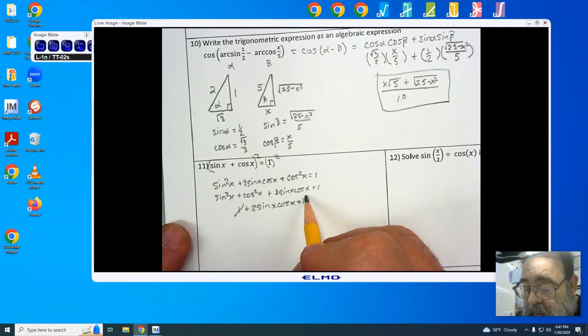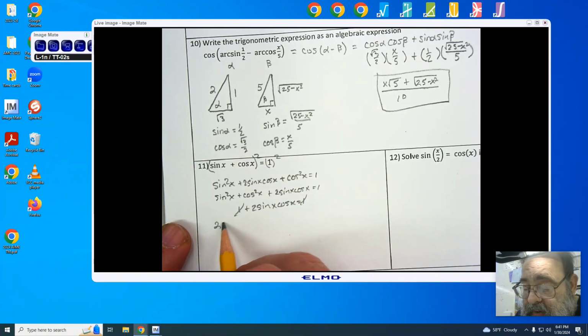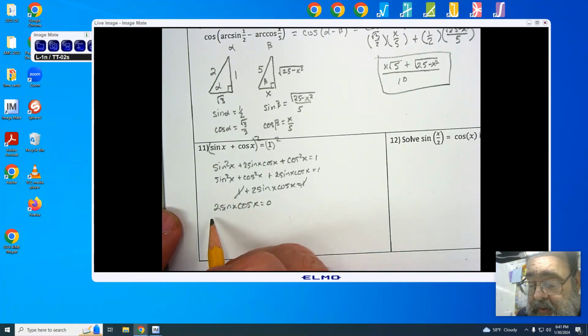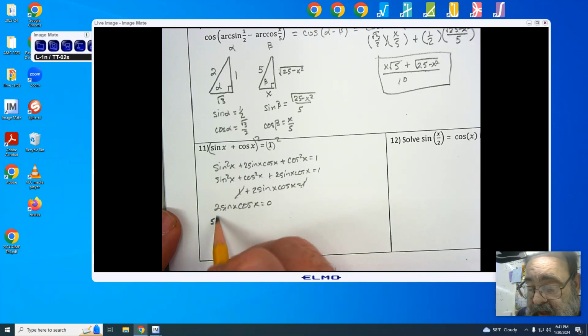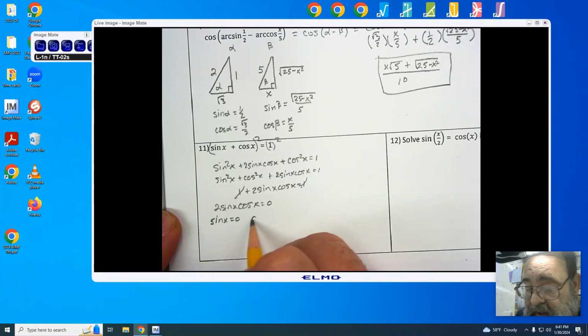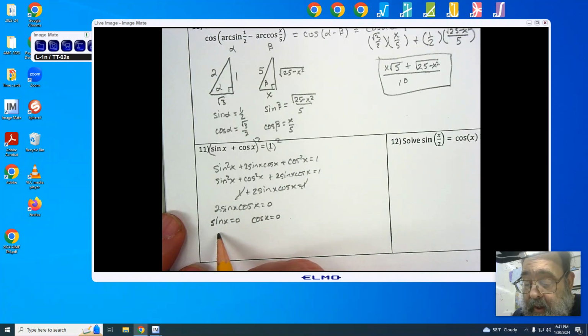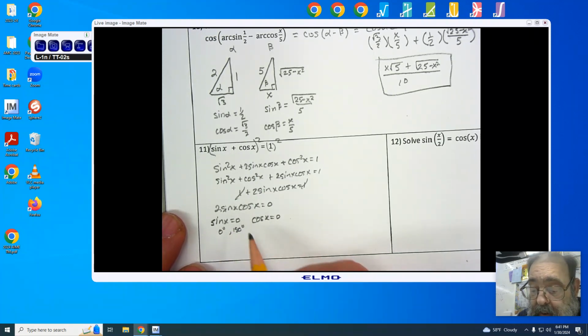The 1's will cancel when I subtract them, and I'm left with 2 sine of x cosine of x equaling 0. That means I'm going to take each factor and set it equal to 0. The first one is the sine of x equaling 0. The second is the cosine of x equaling 0. Now, when I try to solve, sine being 0 is 0 degrees and 180 degrees, and cosine being 0 is 90 degrees and 270 degrees.